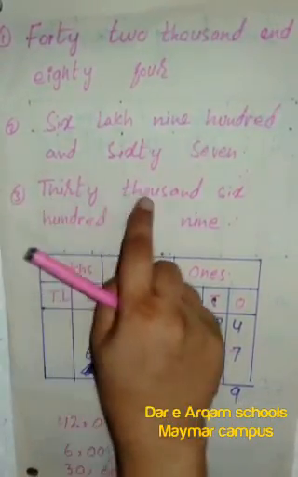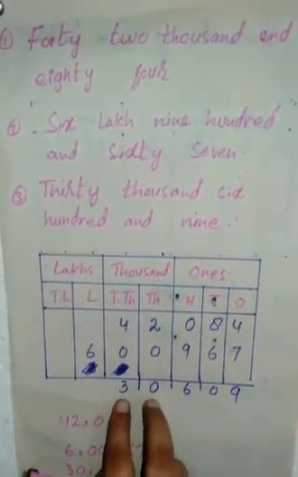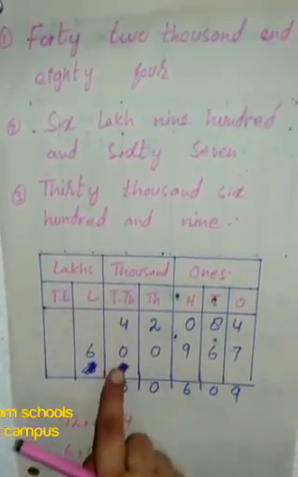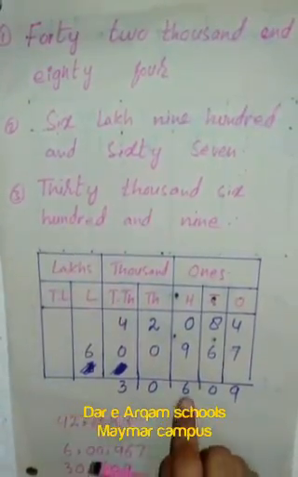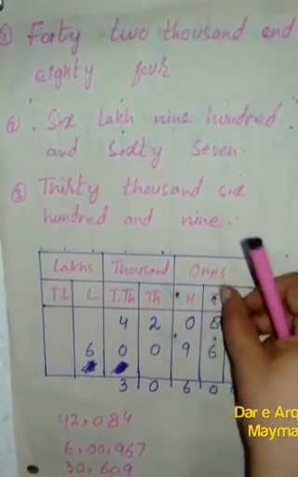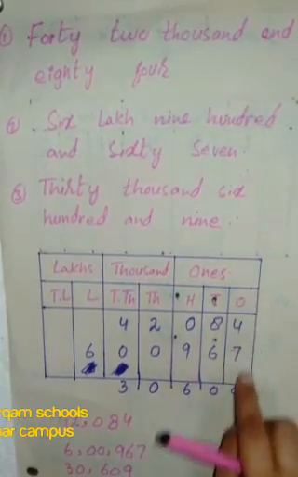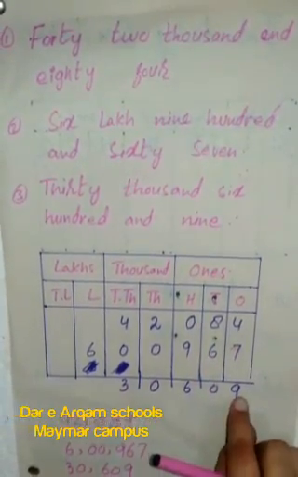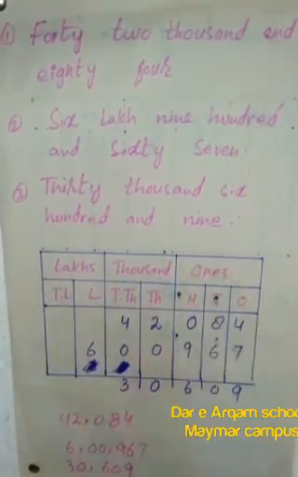And last we have 30,609. Again we have two numbers of thousand. So you will start writing from 10,000, 30,000. Here we have 6 in the 100 column. So you will write 6 in the 100 column. And at last we have 9. We do not have a number at the tens place value. So you will write the last number in the ones column, 9. So now you will put commas according to their periods.